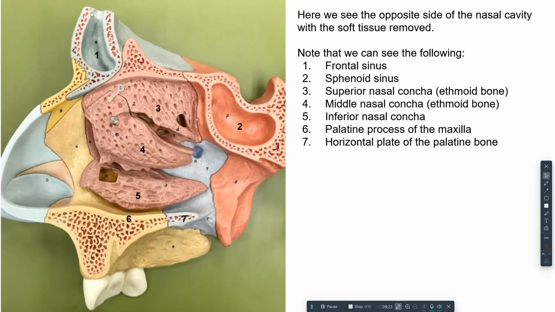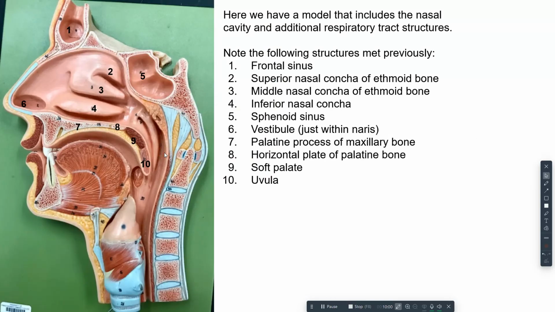Now what can we see here? We can see the frontal bone with its sinus. We can see the sphenoid bone with its sinus. We can see the three nasal conchae, with the superior and middle ones belonging to the ethmoid bone, and then the bottom one here, the inferior nasal concha, being a bone unto itself. We can also see the bony hard palate with the anterior palatine process of the maxillary bone, and then the posterior horizontal plate of the palatine bone. So really good nose model here. I like it a lot.